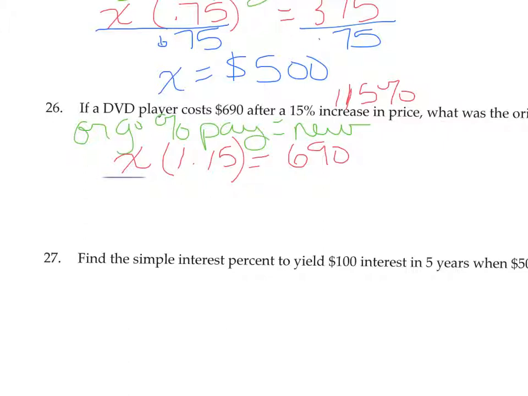So to solve for this X, you're going to need to divide by 1.15. So you have X as being equal to 690 divided by 1.15, and I don't believe that's really hard division. So you guys try it out over here and then come back and check it.